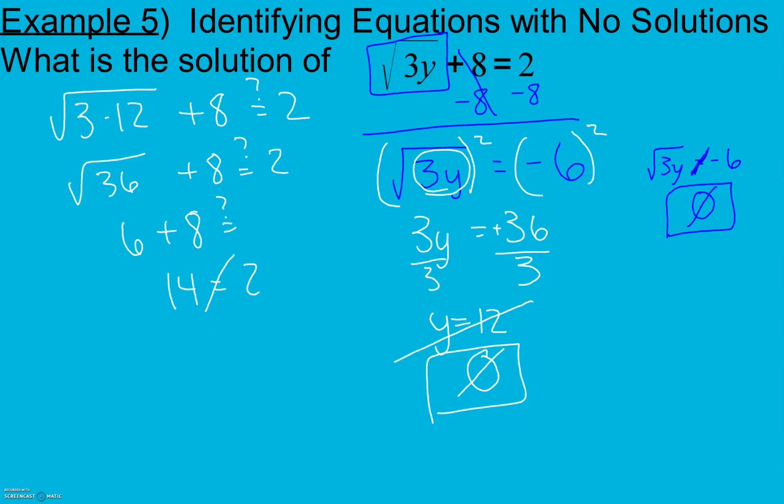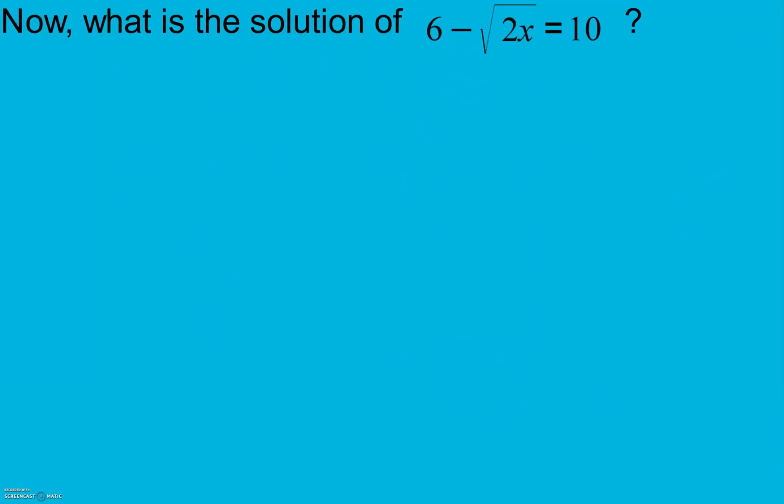Now, what is the solution of 6 minus the square root of 2x equals 10? So again, we're going to try and get our square root by itself. In order to do that, I have a positive 6 in the beginning, so to get it to 0, I subtract 6. If there's not a sign, it's a plus. To get rid of plus, we minus. That negative stays with my square root of 2x.